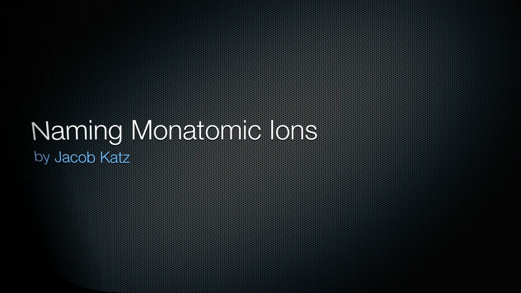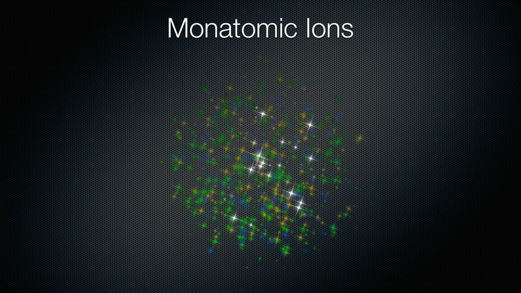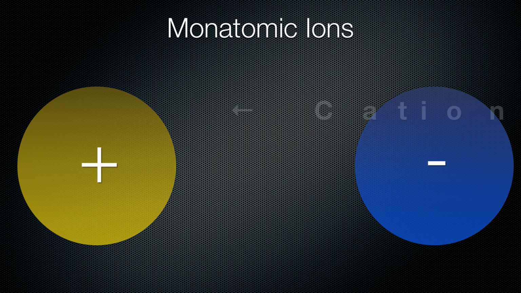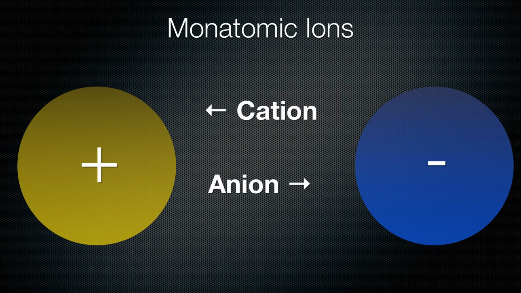Naming monatomic ions. Monatomic ions consist of one atom with either a positive or a negative charge. This comes from the atom taking in or losing at least one valence electron. Losing an electron gives the ion a positive charge, making it a cation, while gaining an electron gives it a negative charge, forming an anion.